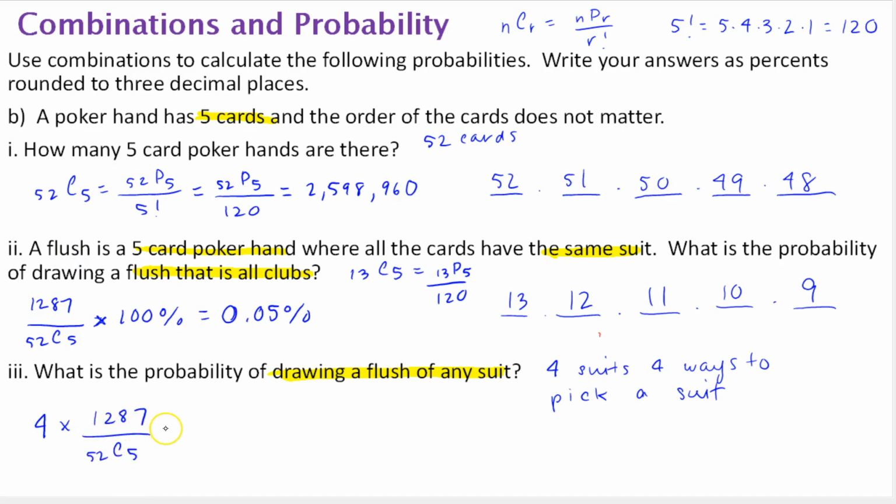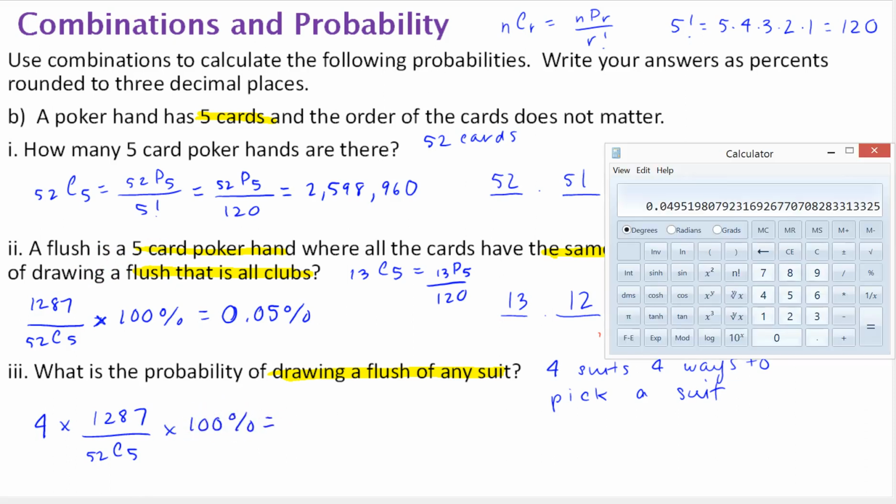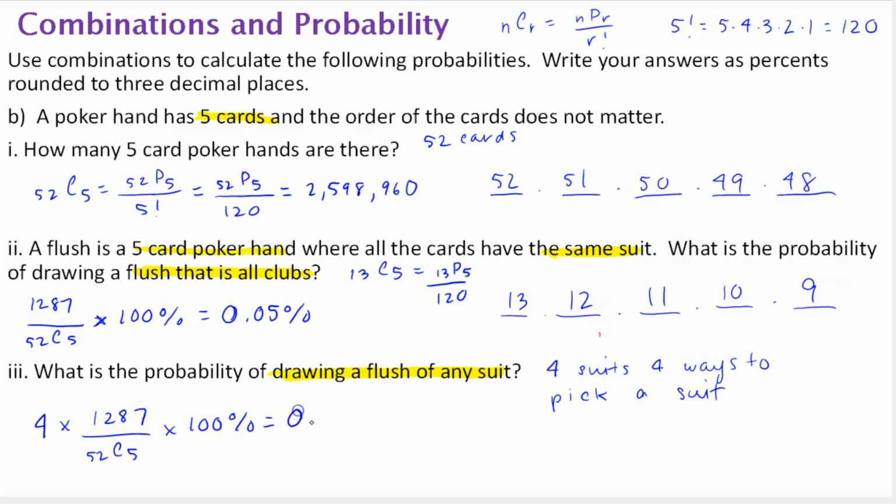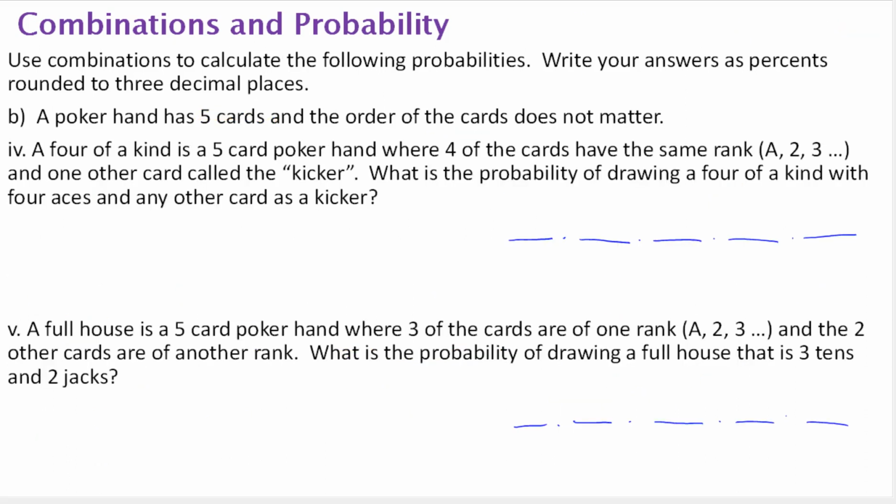1287 times 52 choose 5, times 100%. So multiplying this by 4 for the 4 different suits to 3 decimal places is 0.198%. If we multiplied the rounded result by 4, we would have gotten 0.2, which is close, but this one is more accurate. So it's good to go back to your calculator and round at the end of your computations. Let's look at the next one.